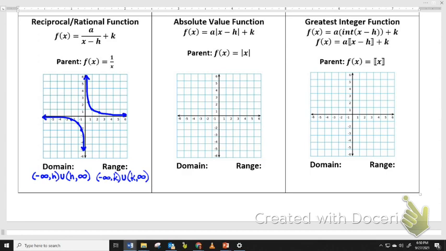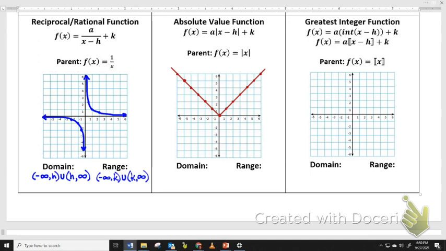Absolute value function, I've got my parent, f of x equals the absolute value of x. So on the positive side, my inputs and outputs are identical. And on the negative side, for negative 1, I'm going to get an output of positive 1. For an input of negative 2, I'm going to get an output of positive 2. So it's going to end up taking on this V shape here. And then I can use my straight edge to sketch my function in here.